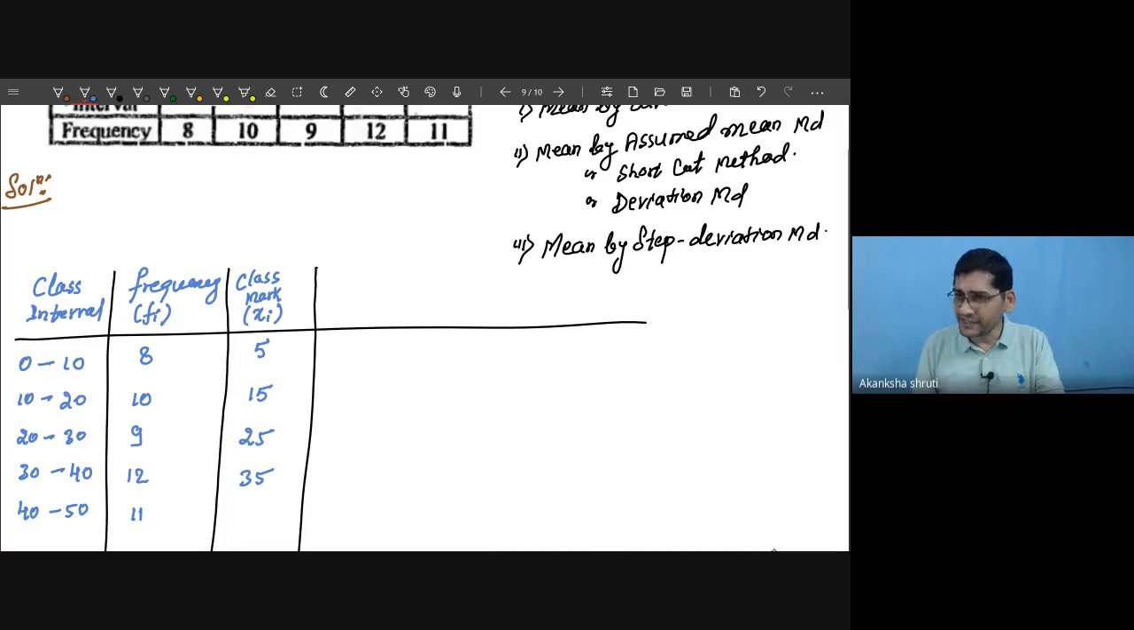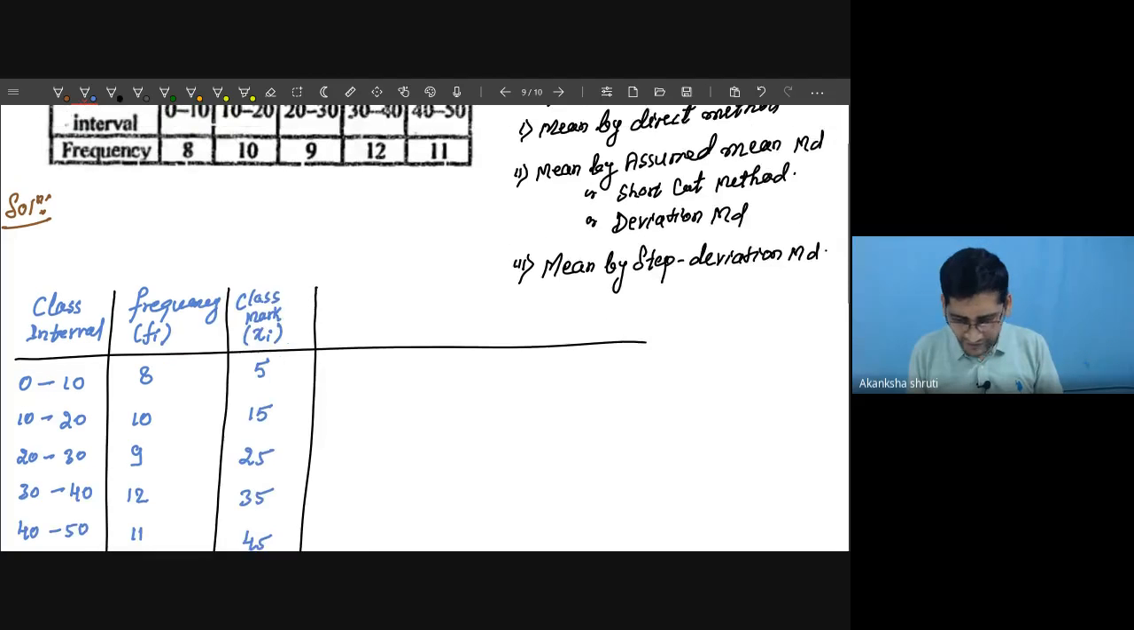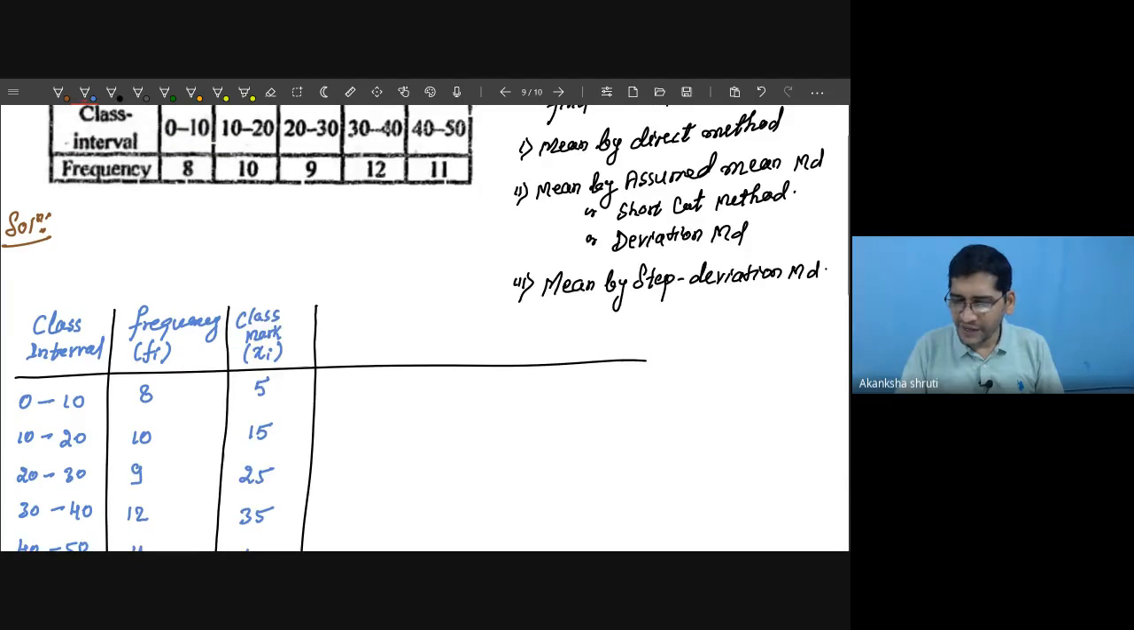And for 40 to 50, the midpoint is 45. How have we obtained it? The difference is 10: 50 minus 40 is 10, 10 by 2 is 5. Add that 5 to this 40, and you get 45. The same technique you can use quickly for calculating the class mark. That's all. Then, one by one, we have to do as per our requirement.